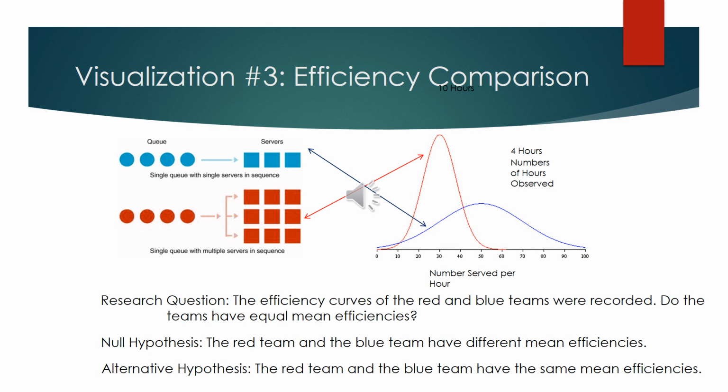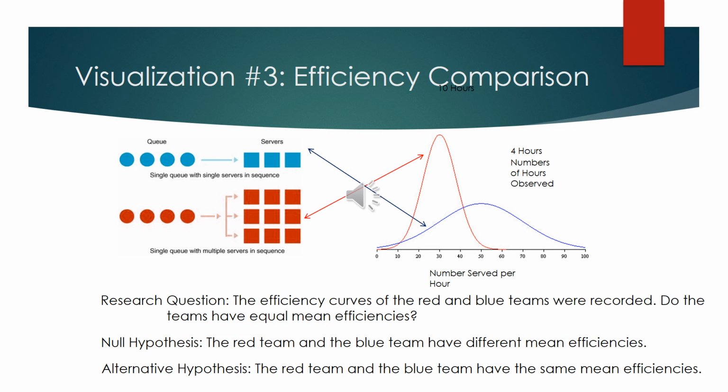Slide 5 is Visualization 3, efficiency comparison. The research question states the efficiency curves of the red and blue teams were recorded. Do the teams have equal mean efficiencies? That is the question. The null hypothesis: the red team and the blue team have different mean efficiencies. Alternative hypothesis: the red team and the blue team have the same mean efficiencies.